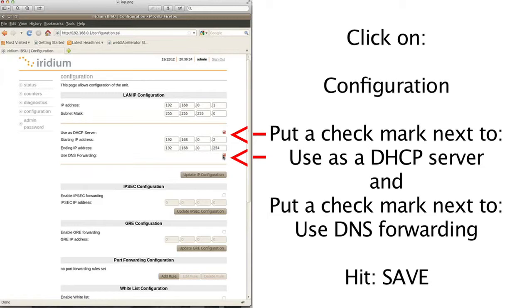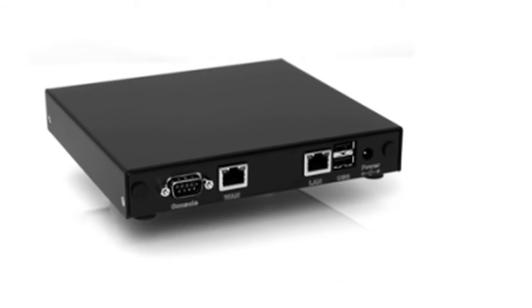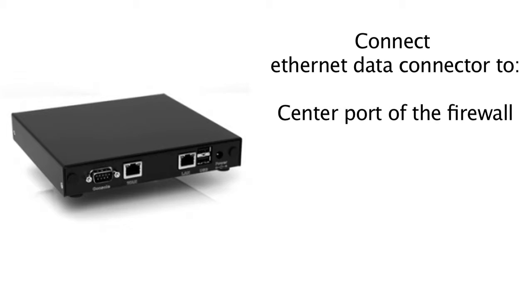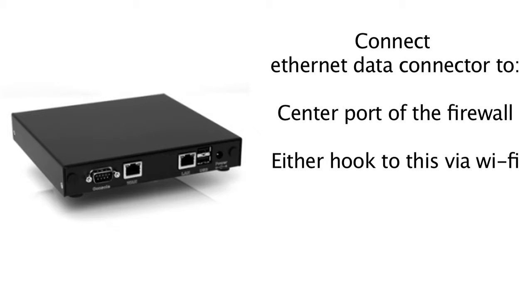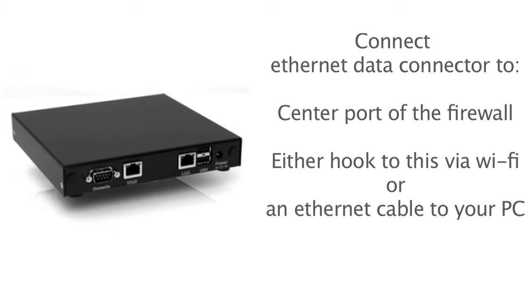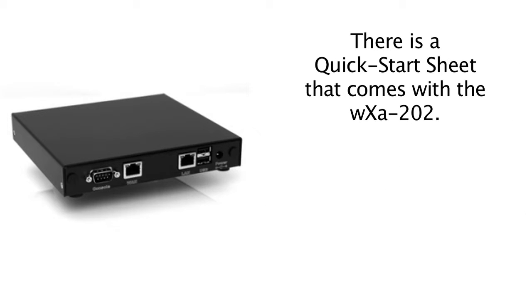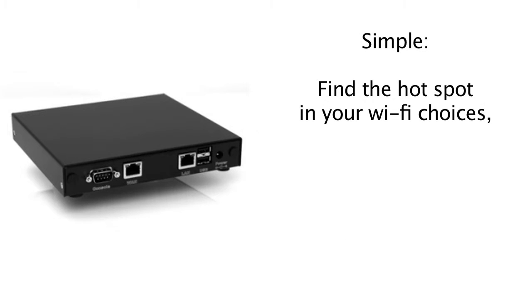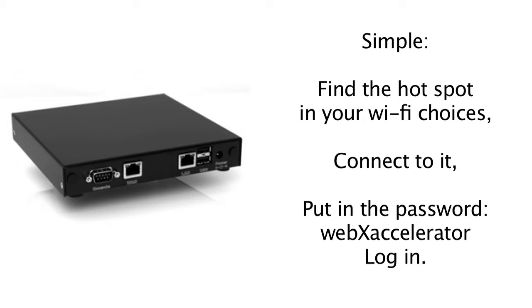So what you're going to do then is you come back to here, you take the Ethernet connector, the data connector, and connect it to the center port of the firewall. Either hook to this via Wi-Fi or hook to it via an Ethernet cable to your PC. There is a quick start sheet that comes with the WXA203, which shows you how to Wi-Fi connect to the unit. But it's as simple as just finding the hotspot in your Wi-Fi choices and then connecting to it and then just putting in the password and logging into it.